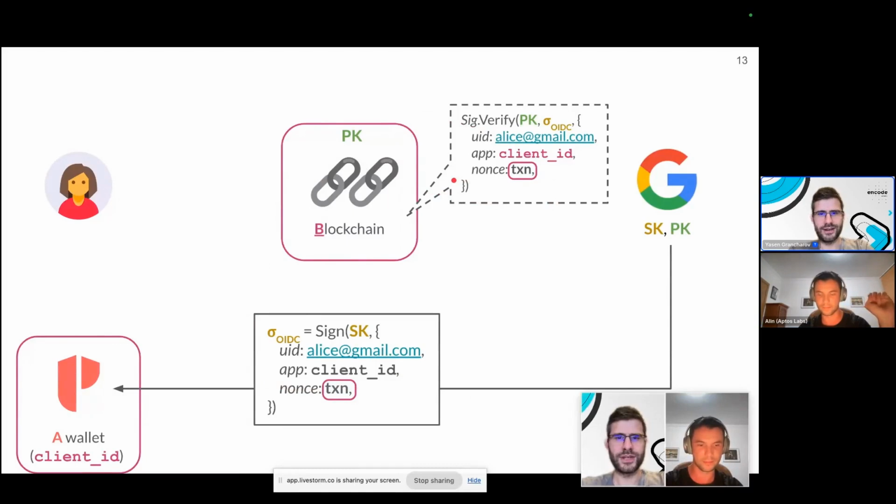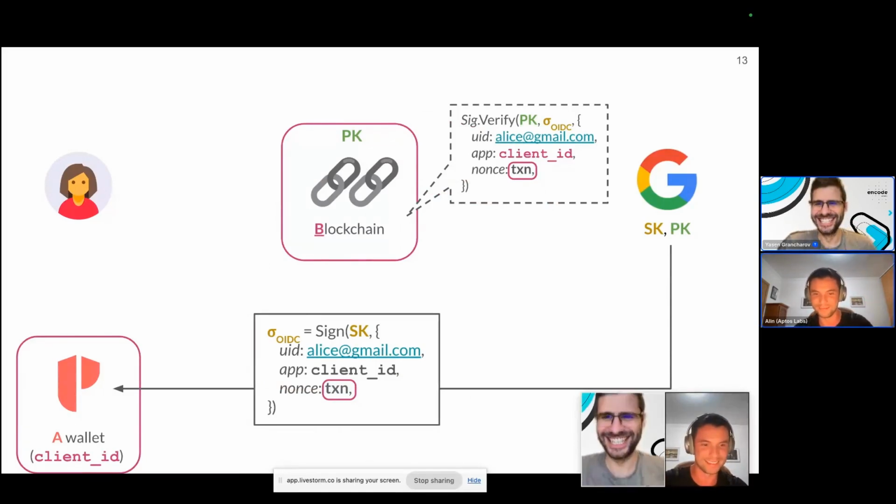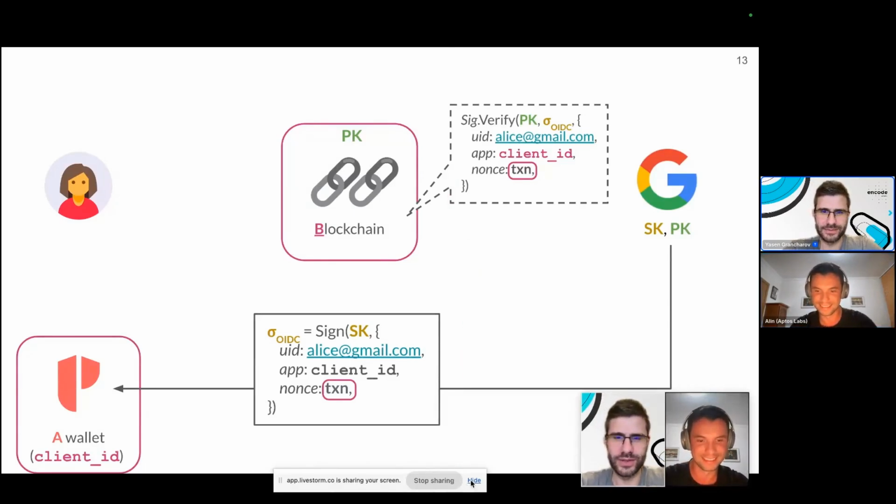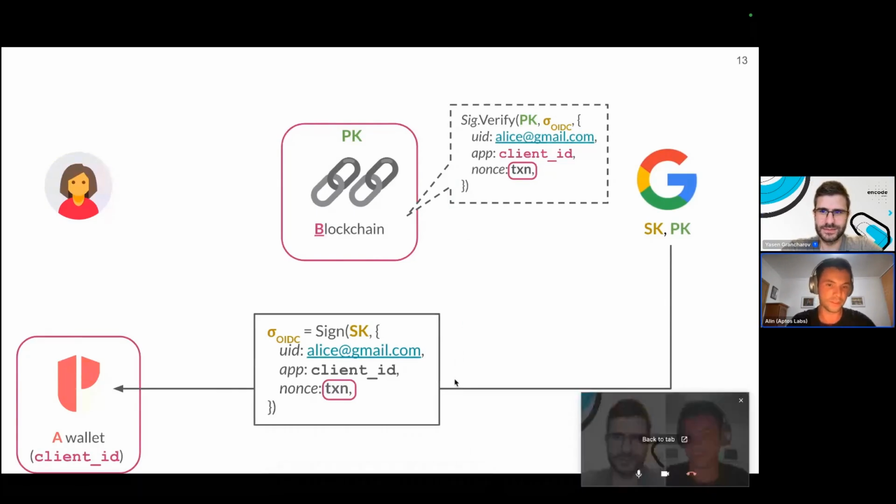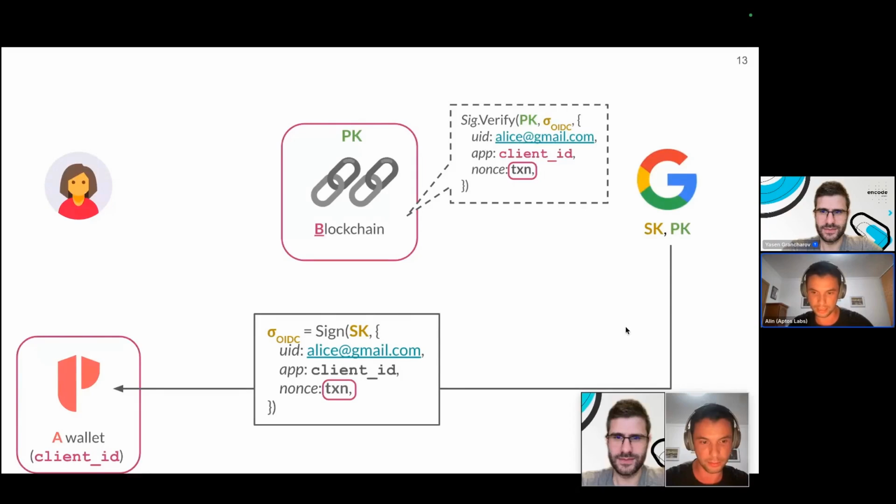A few questions have come in. Fantastic. What if Google refuses to give you an OIDC account to operate your DApp? What if Google refuses to register your DApp with a client ID?